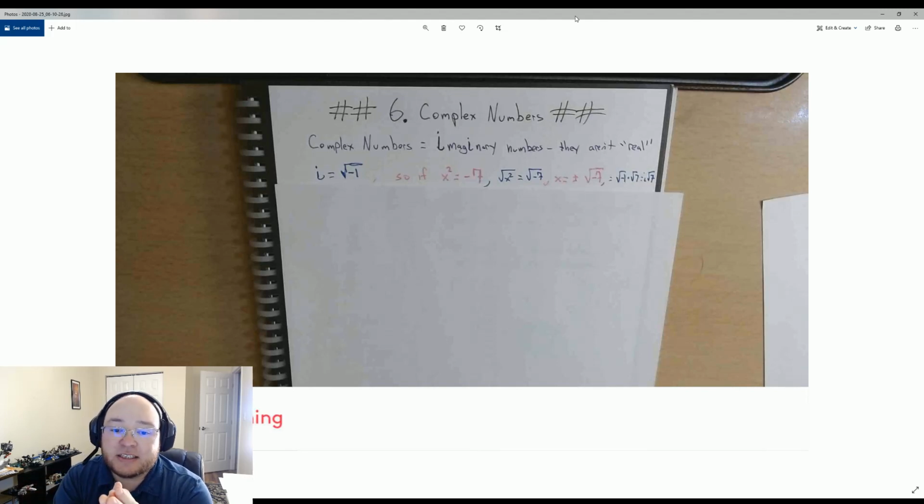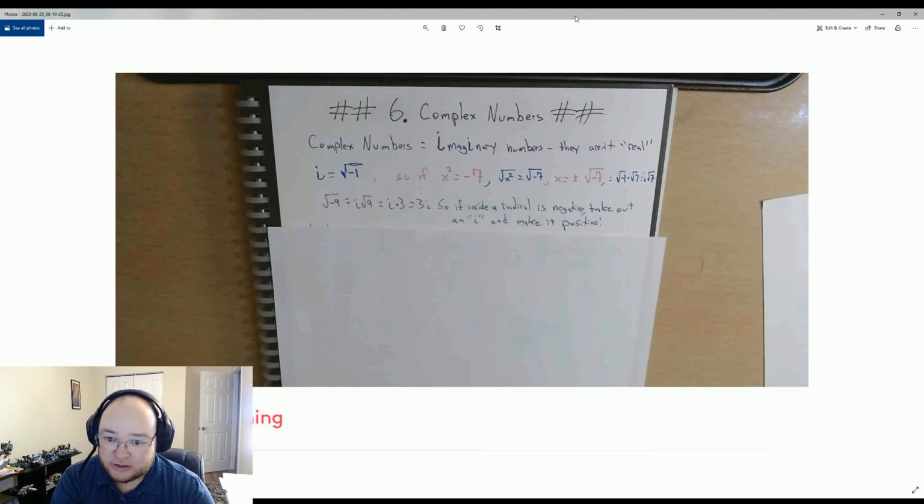So if you have x squared equals -7 and you're trying to solve, you're going to square root both sides. And you're going to get square root of x squared equals square root of -7. And you end up with x equals plus or minus the square root of -7. If you were to separate that out, you get square root of -1 times square root of 7, which just equals i square root of 7.